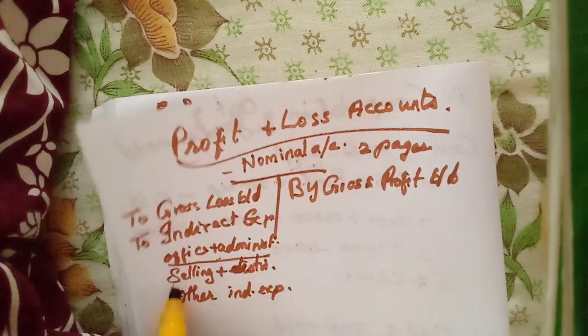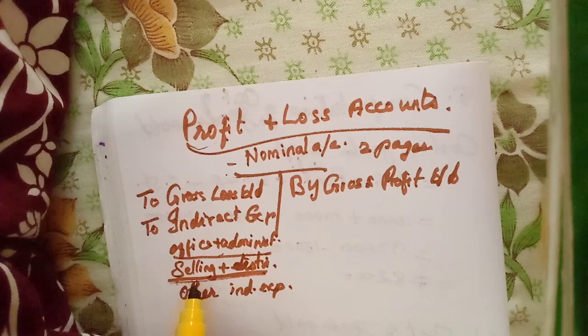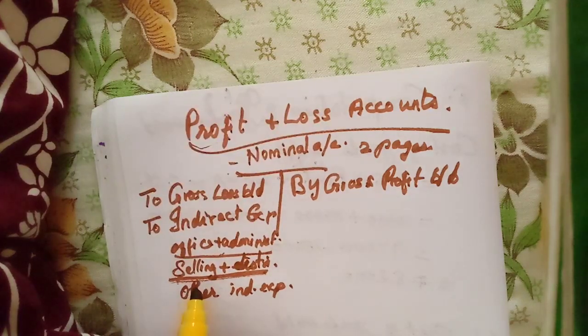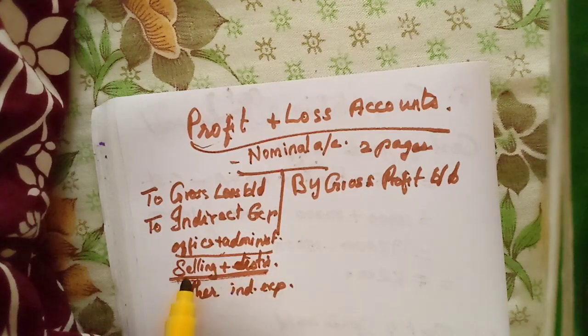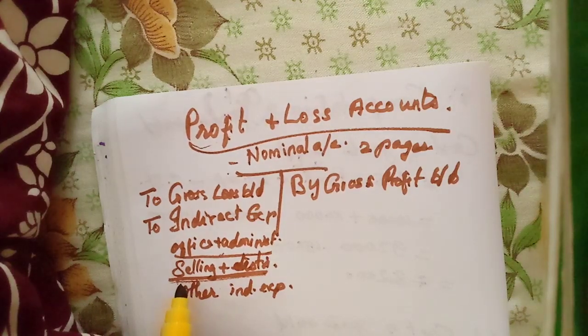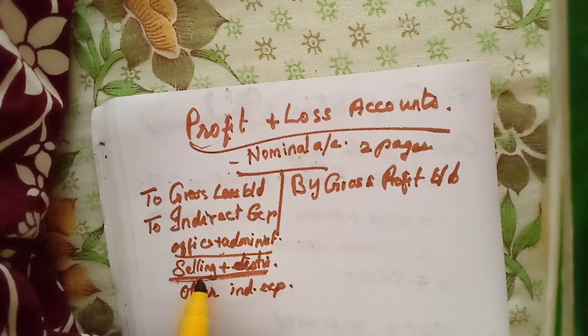Then all the expenses related to selling and distribution. For selling, what expenses will we incur? For example, those related to sales. We may carry the goods to the market. That is called carriage outward. I told you carriage inward is the amount that we pay to bring the goods to our business place. Then from the business place to the market we need to carry the goods. That is called a selling expense, carriage outward.